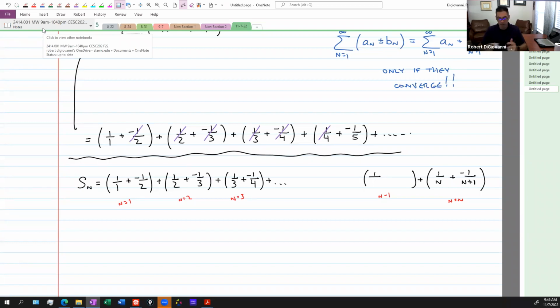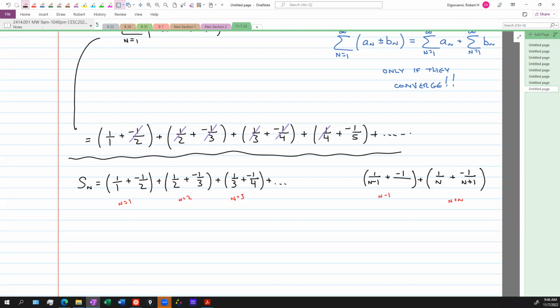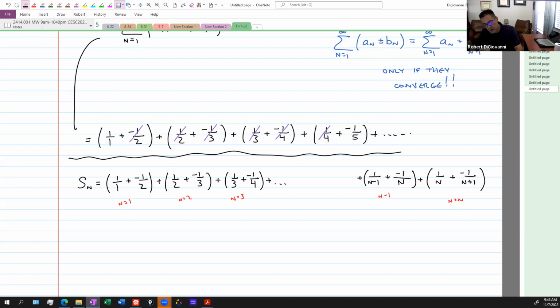N minus 1. It'll be n minus 1, plus negative 1 over what? N. Just n. What would the one in front of that one look like? 1 over something plus negative 1 over something. What would be underneath those?